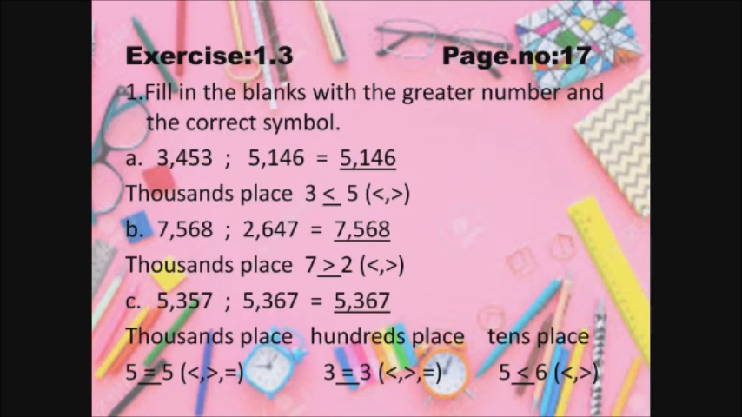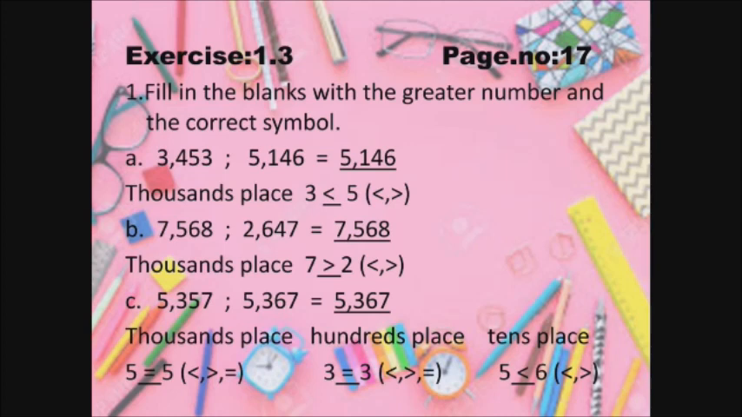Fill in the blanks with the greater number and the correct symbol. By comparing two numbers, we have to find which number is the greater number, as well as put the correct symbol for the given place value. So first one, 3453 and 5146. Tell me which number is the greater number here.